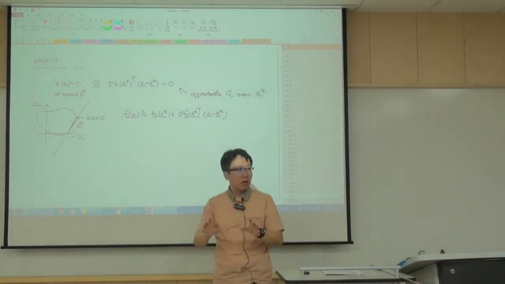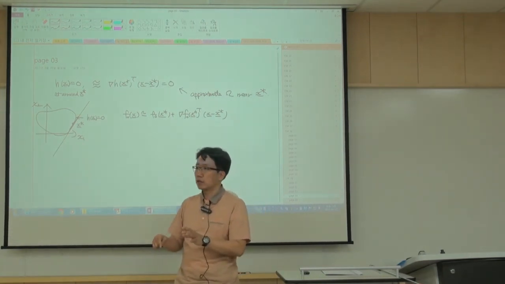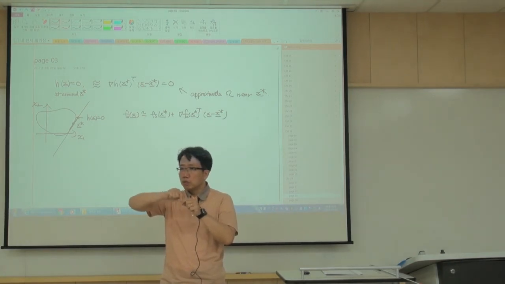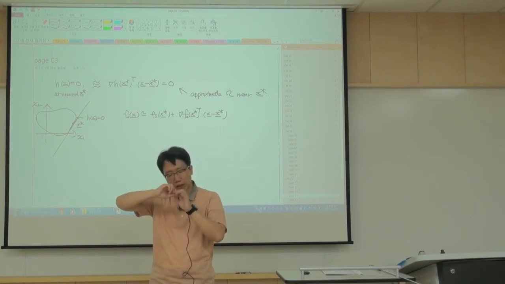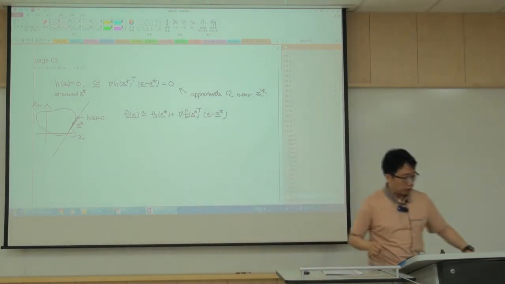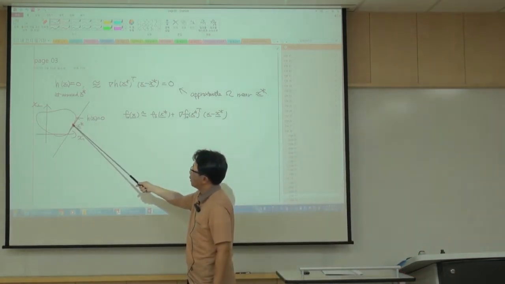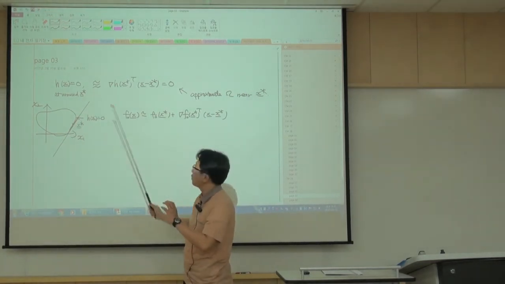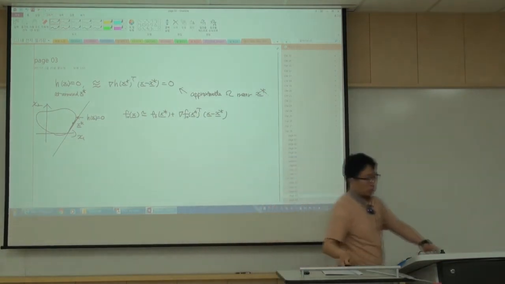Near x star in the constraint set, when we move following the first order, not just first order. If we move around x star, very near x star, what happens? Extremizer means that the function value does not change. As you remember, like this.